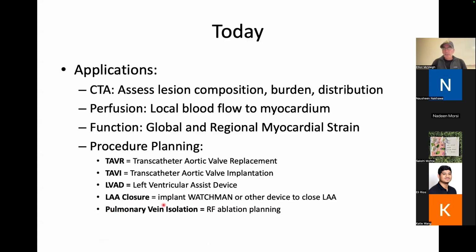LAA closure. If you have atrial fibrillation and you're concerned that the blood is pooling in the left atrial appendage, you can close off the left atrial appendage with a device called the Watchman. Initially, it was only guided by transesophageal echo, but more and more, at least at UCSD, the clinicians are saying, we've got a CT scanner, we should take a CT of the LAA because we get such a nice picture of it, so we know exactly the orientation and the size that we need to put in there.